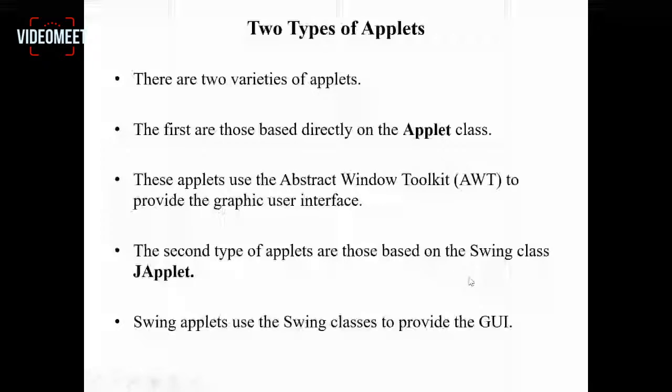Swing applets use the Swing classes to provide the GUI. Just like AWT provides us with some predefined classes using which we can create applets and display some content on the applet window, even Swing applets use the Swing classes that are provided by a package called javax.swing.